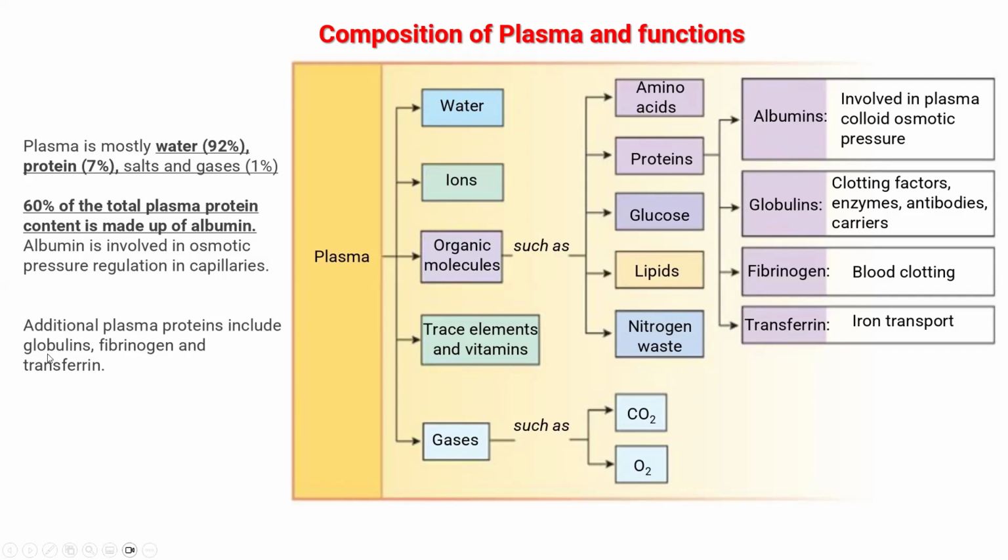Additional plasma proteins include globulins, fibrinogen, and transferrin. Transferrin, for example, is important for iron transport. So plasma contains water, ions, organic molecules, trace elements, vitamins, and gases. These organic molecules include amino acids, proteins, glucose, lipids, and nitrogen waste.